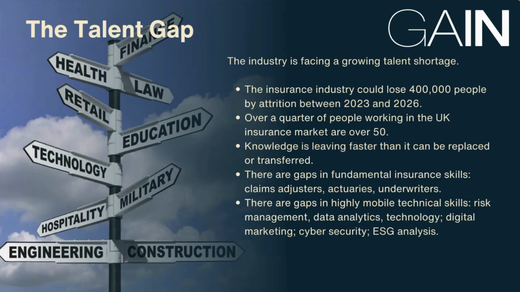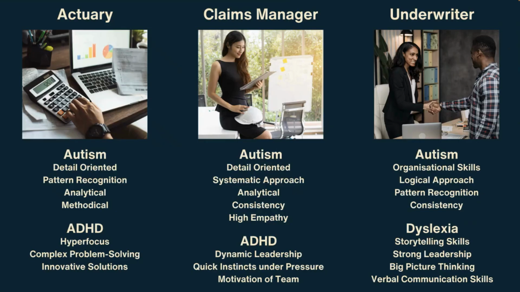Addressing talent gaps in our industry is crucial for us to innovate and meet evolving customer expectations. Each business will have differing talent gaps, but areas like risk management, data analytics, technology, and fundamental insurance skills like actuarial and claims roles seem to be areas where there are consistent gaps. When we cross-examine what skills are needed in these roles, where there are growing talent gaps, we'll find that neurodivergent workers might naturally be very well suited.